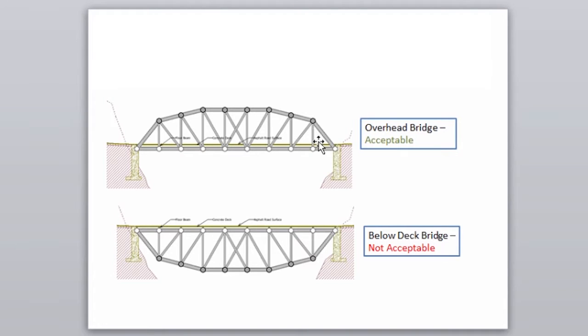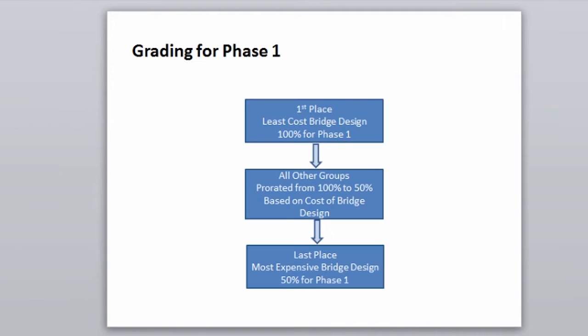How will you be graded for phase 1? Bridge Designer calculates a cost for each bridge design. We're going to rank all the groups in terms of the cost from highest to lowest. The group with the lowest cost will be given 100% for phase 1, and the group with the highest cost will be given 50%. Groups in between will be given a prorated mark from 100% to 50%. Later on in this video, when we start looking at the actual designs from Bridge Designer, we're going to go into detail in terms of how Bridge Designer actually calculates a cost for your bridge design.